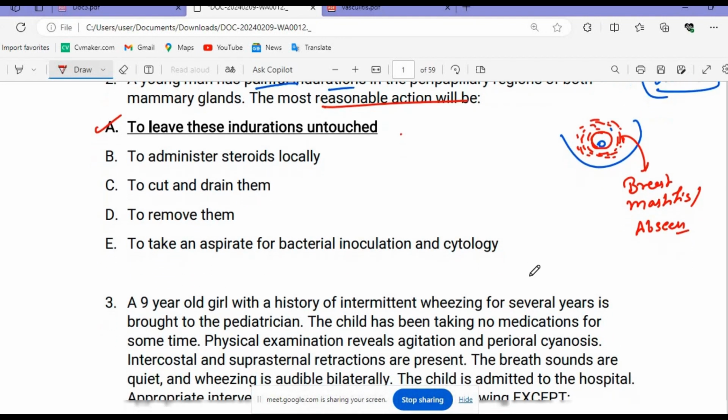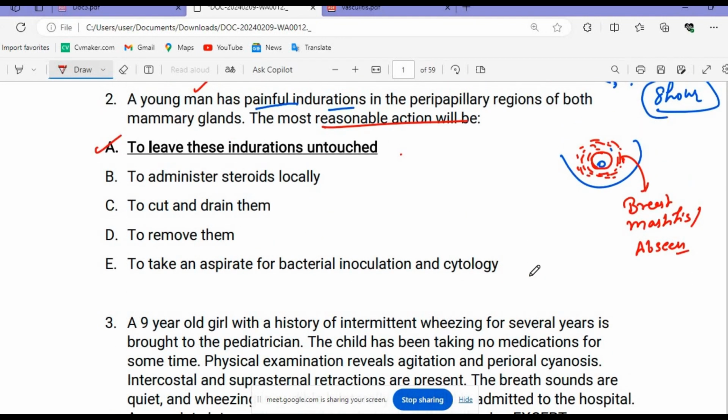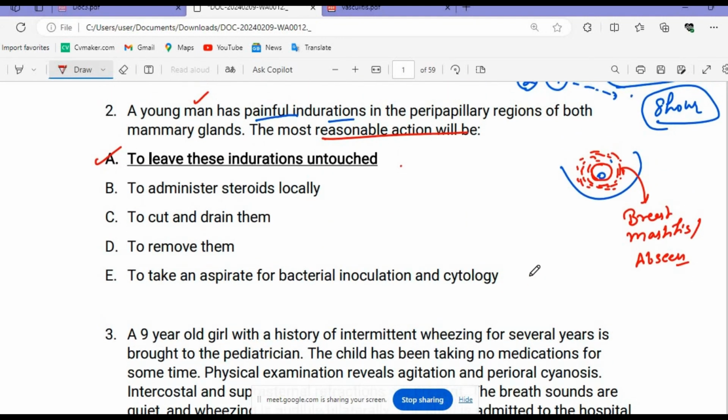Otherwise I will feel bad. Okay. So it's like that. Here is the man. The man will say, don't touch my nipples.